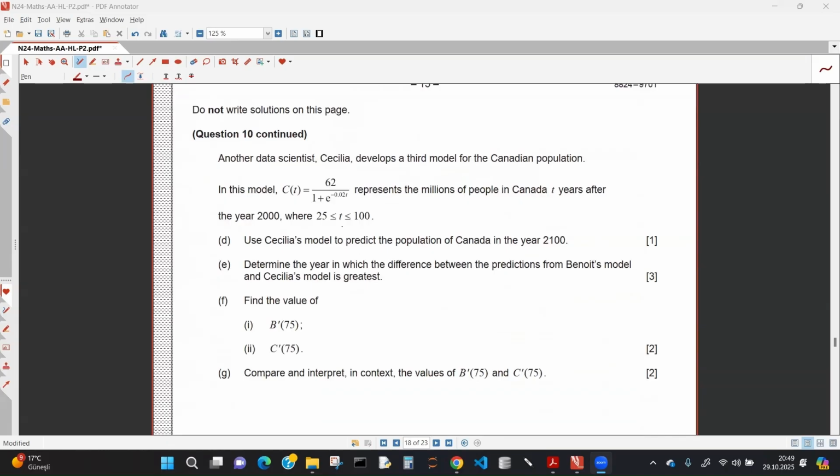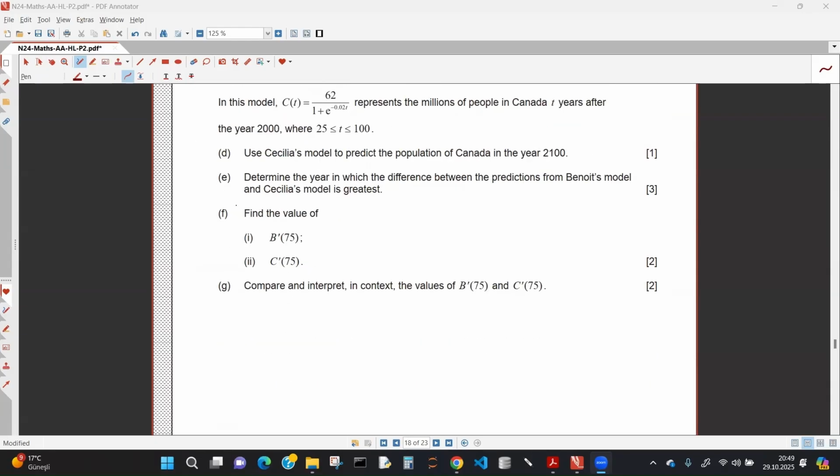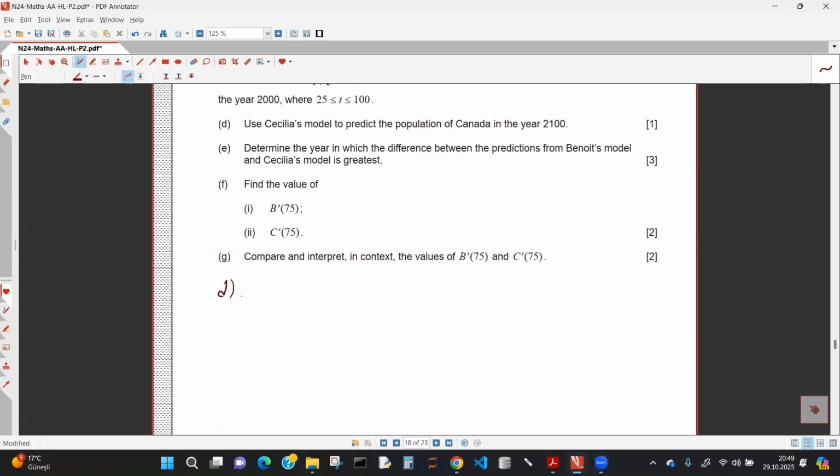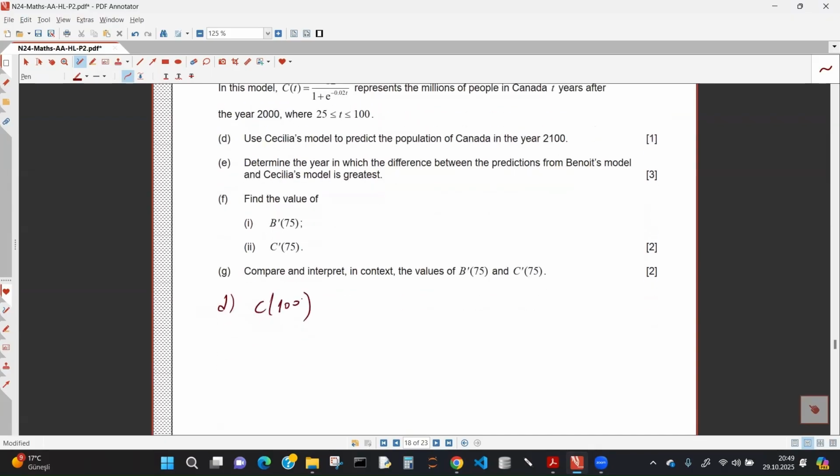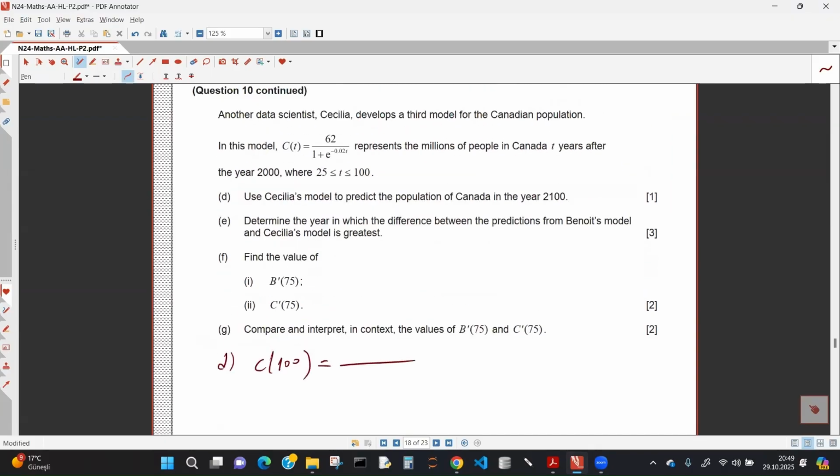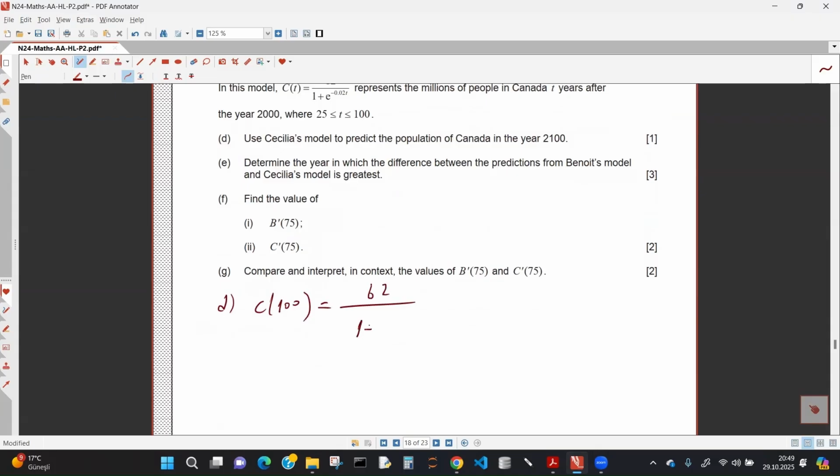Another data scientist, Cecilia, develops a third model for the Canadian population. In this model, C(t) represents the millions of people in Canada t years after the year 2000, the same. So use Cecilia's model to predict the population of Canada in the year 2100. We're going to do the same. We will just plug in 100 into this expression here.